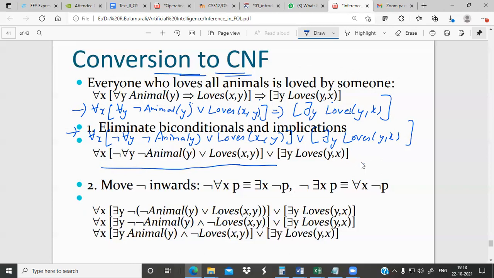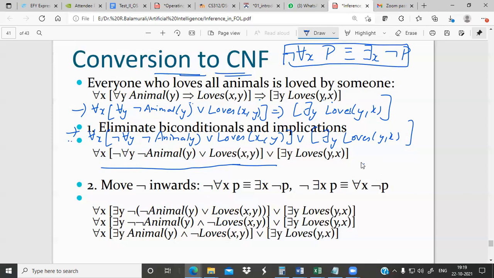If something is of this form, not for all x, P, this is equivalent to: P is not true for all x. Not for all x, P is true, it means there is some x for which P is not true. So this is equivalent to there exists x such that P is not true. This rule we are going to apply here.